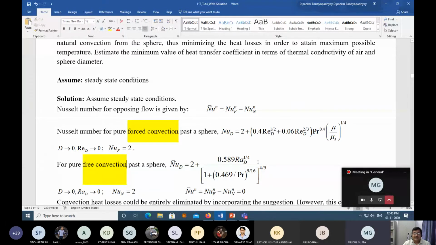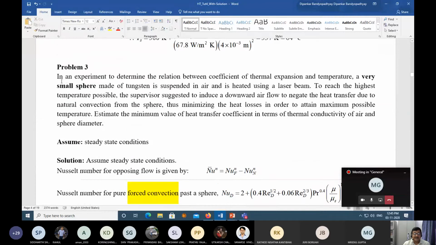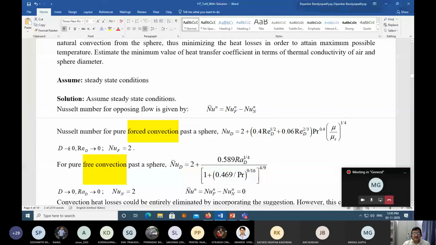You will notice this Rayleigh number and Reynolds number are with respect to the particle, correct? The D in the subscript signifies that this is the Reynolds number of the particle, and this is the Rayleigh number of the particle. And I have said that it's a very, very small sphere, right? So if D tends to 0, then what will be the Reynolds number? It tends to 0, because Reynolds number is directly proportional to the length or diameter factor. Correct.